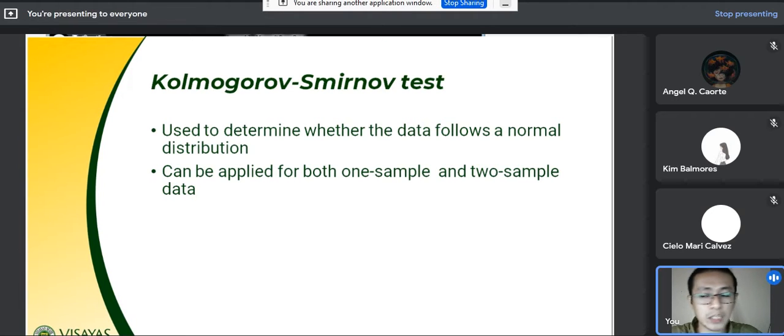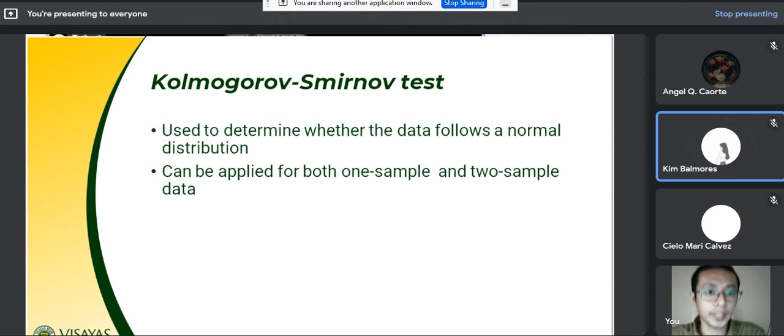When I say one sample data, I mean I only have one group of data. If I say two sample data, I mean I have two groups of data, for example, data for group 1 and data for group 2. That's two sample. But if I say I only have the GPA of grade 9 Diamond, that's one sample. If I say I have the GPA for all students from Diamond and Emerald, that's two sample, because I have two sets of data. Do you understand one sample and two sample data?